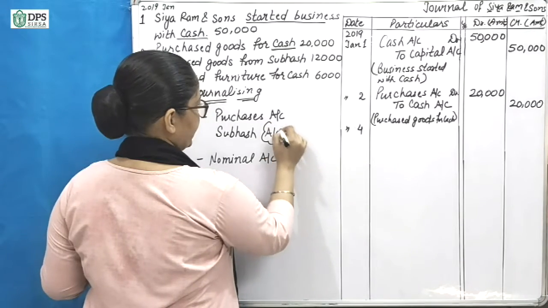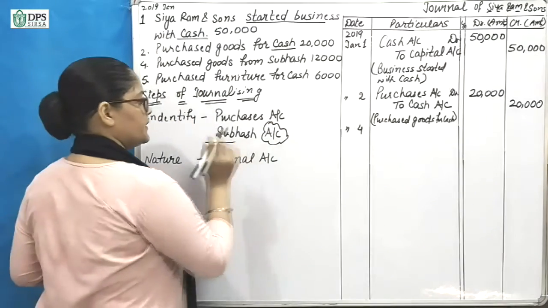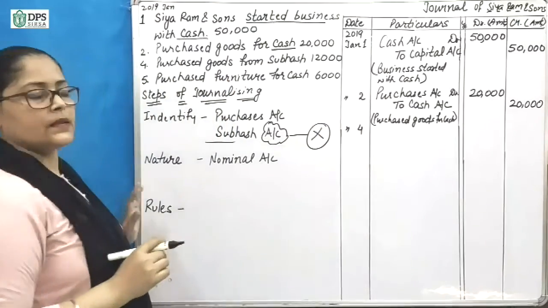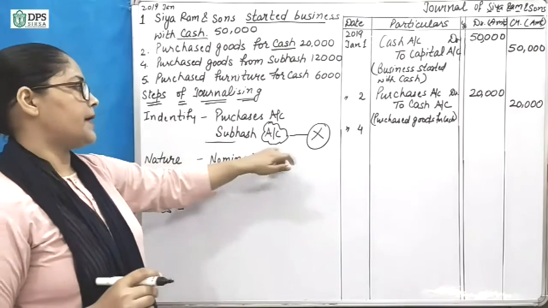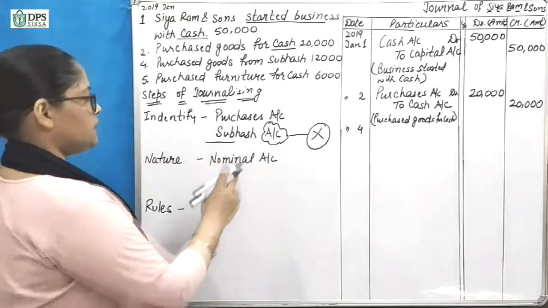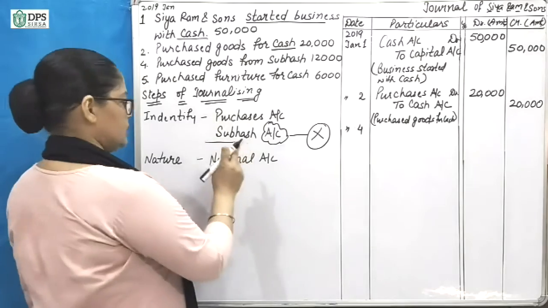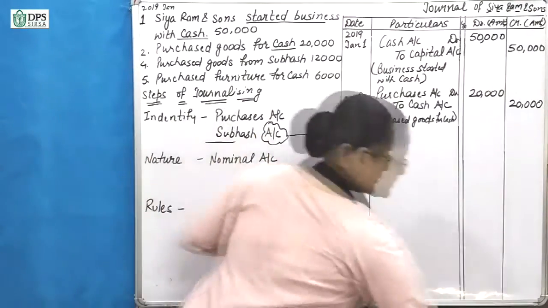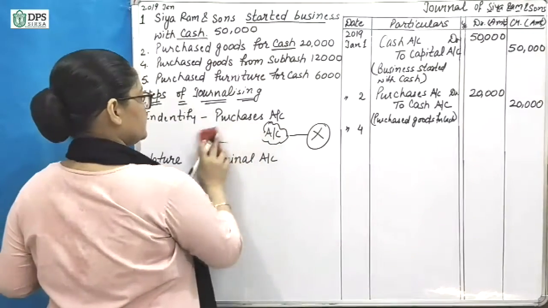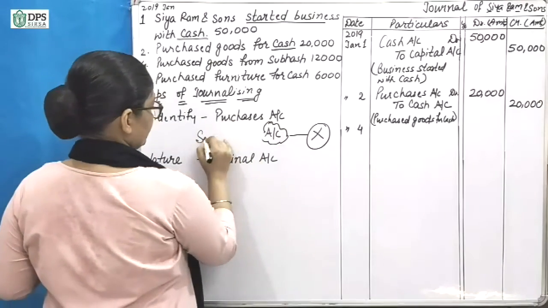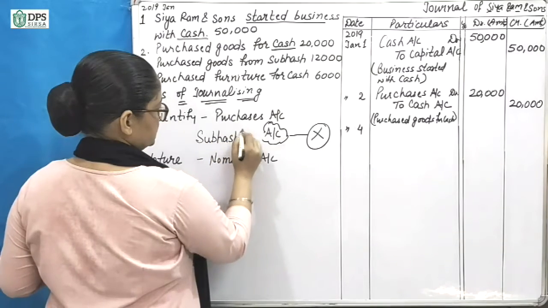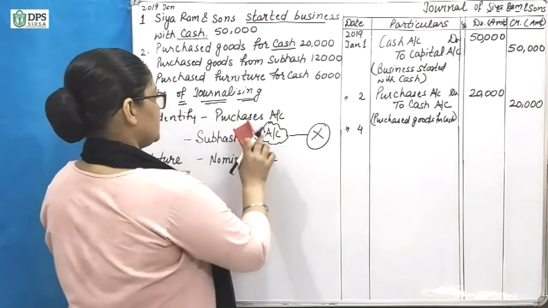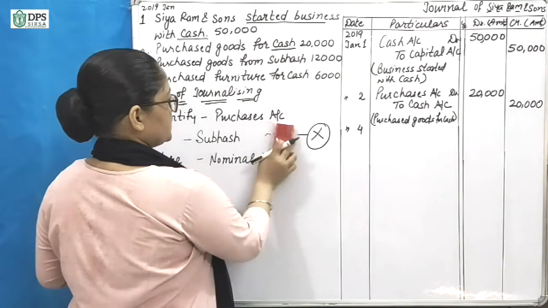The important thing is that when we write the name of the person, we will not write the word account with it. If we want to write the word account, we will write it like this: Subhash post office, then we can write account. So we will not write account here.